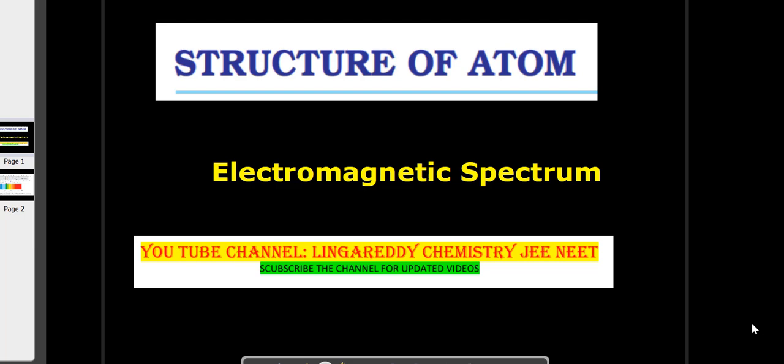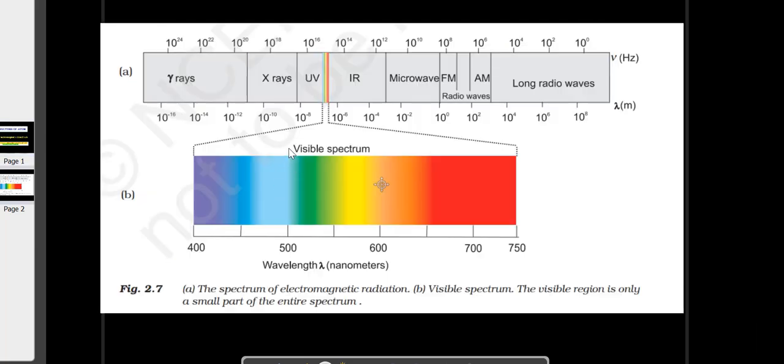Structure of the atom, electromagnetic spectrum is the subtopic. Electromagnetic spectrum. You can see here the arrangement is there. It is the arrangement of different wavelengths and frequencies in an increasing or decreasing order. You can see here this is the frequency. The frequency is in decreasing order, left to right. Here wavelength is in increasing order. Wavelength lambda increasing order. This is the electromagnetic spectrum.